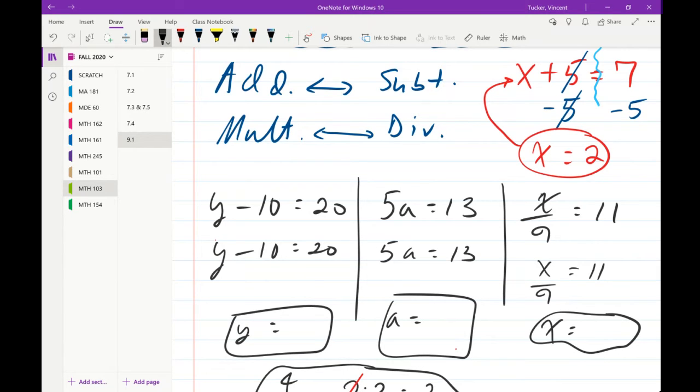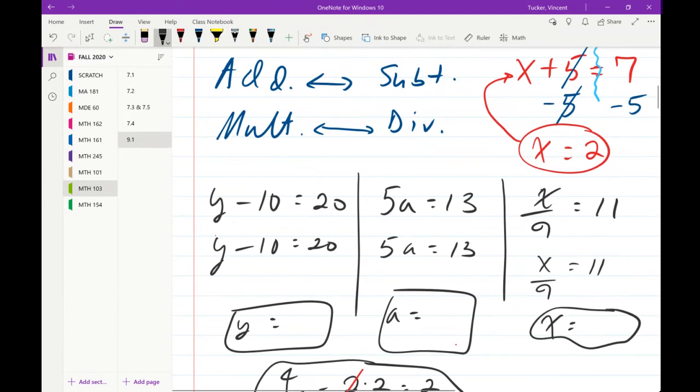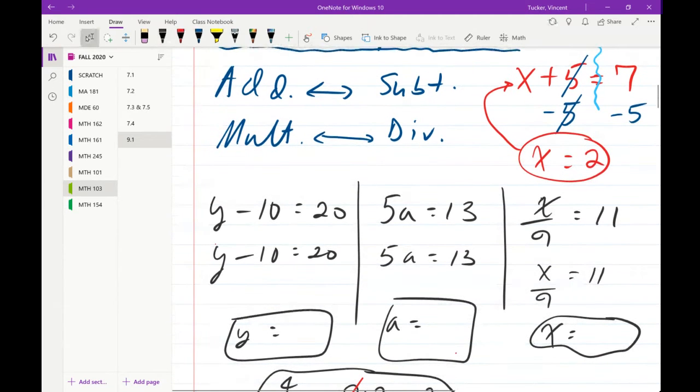All right, so let's walk through these one-step equations to solve. The first one is y minus 10 equal to 20. So just to review the opposite operation thought process, if I have y minus 10 equal to 20, I want to add 10 to both sides of my equation. 10's cancel on the left, leaving me with y. On the right, 20 plus 10 is 30.